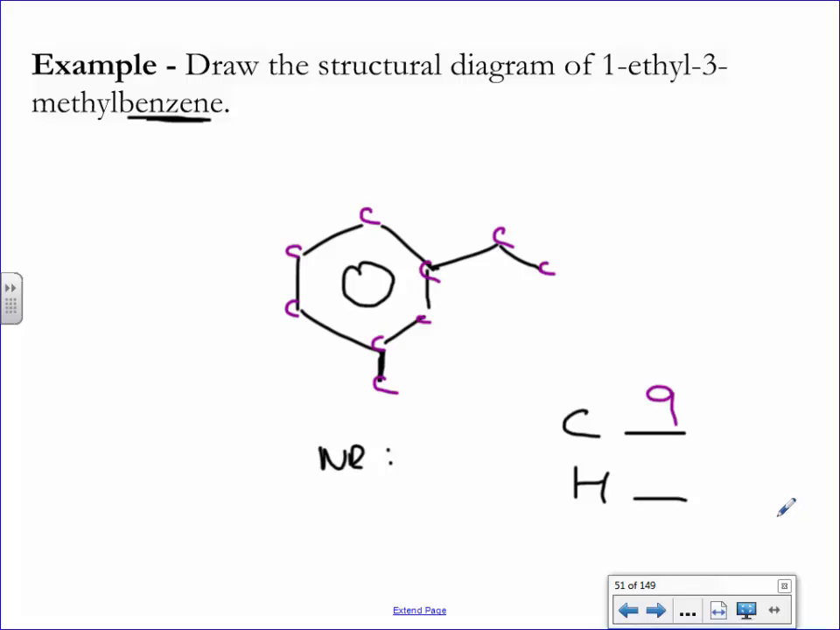Most kids I find do not struggle with the carbons. They miss a hydrogen somewhere. That's the most common mistake I find. How many hydrogens would this carbon need here to be considered full up? How many bonds does it currently have? It has one bond, so it would need 1, 2, 3 hydrogens. This guy right here currently has 2 bonds, so he'd need 2 more hydrogens.